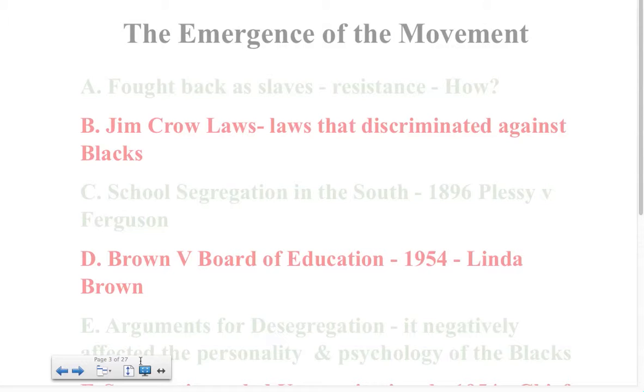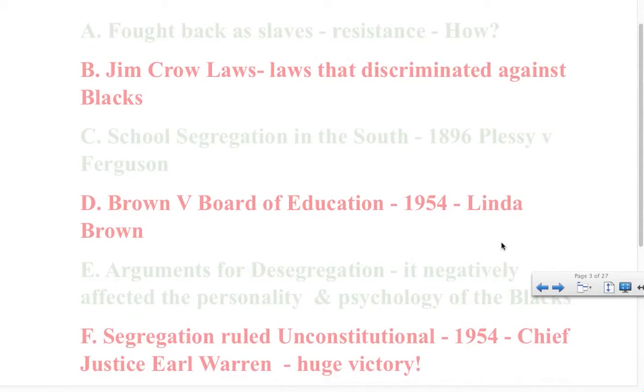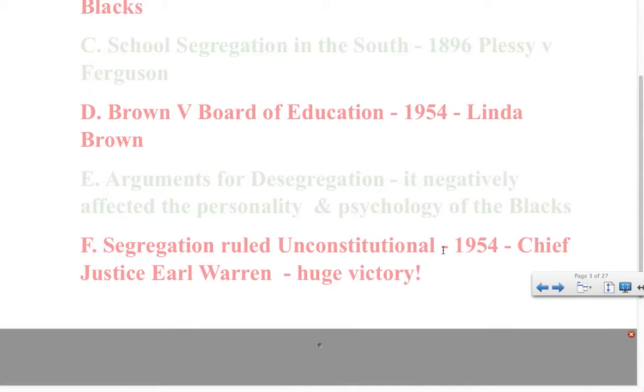Again, those laws were a result of the South losing the Civil War, and they created laws that discriminated against African Americans. We'll see school segregation by the Plessy versus Ferguson decision, the overturning of it in Brown versus Board in 1954, and we will also look at arguments for desegregation and, again, the negative impacts. And then we see Chief Justice Warren's decision, ruling that white racism was the root cause of race riots.